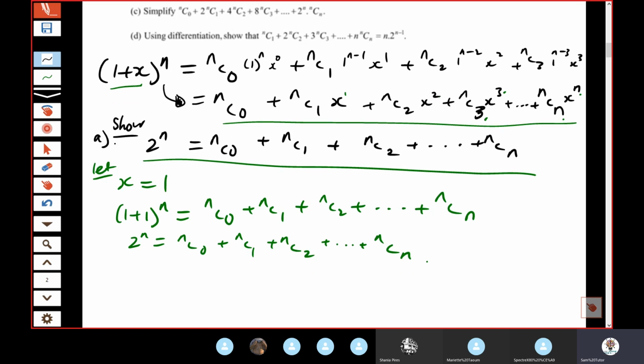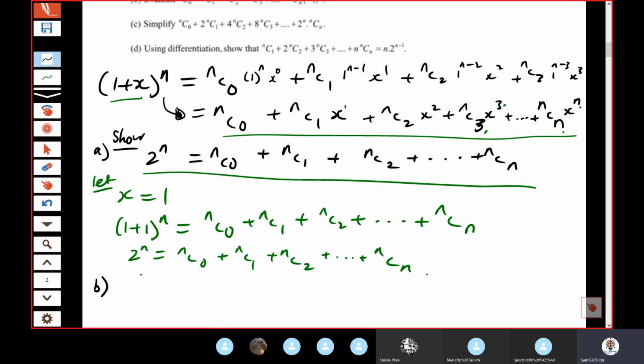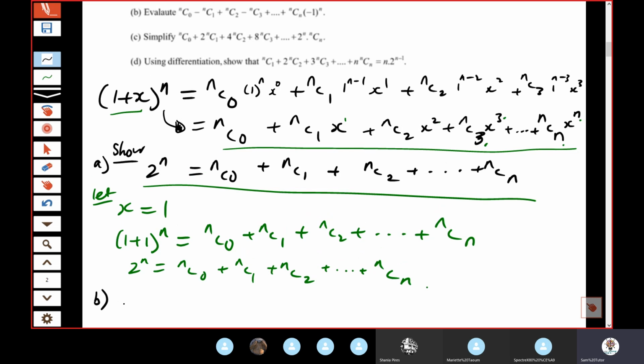All right, let's try that again. B. B says evaluate. It's important you understand evaluate. The word evaluate means find the value of. That means it needs to be a number.